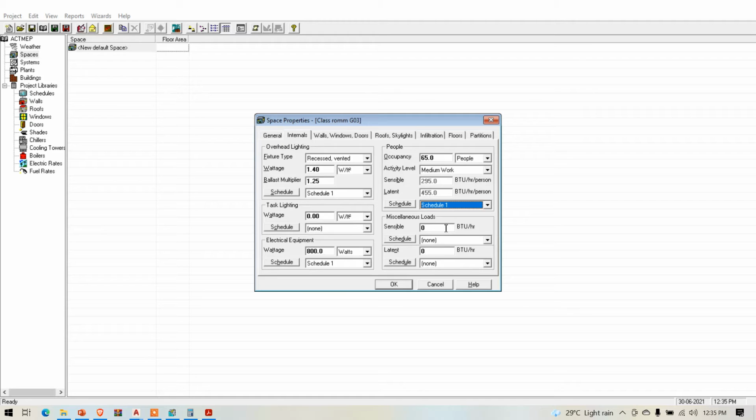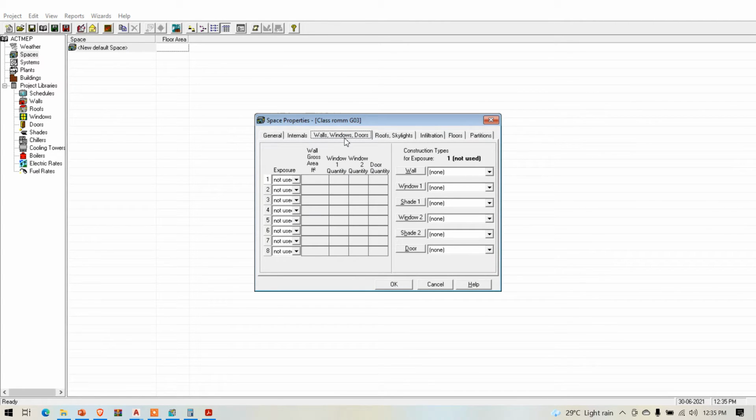Since it is a classroom, here we don't have any machinery, so no need to consider any miscellaneous load over here. Okay, so the internals are finished, and next coming to the wall, windows and door.